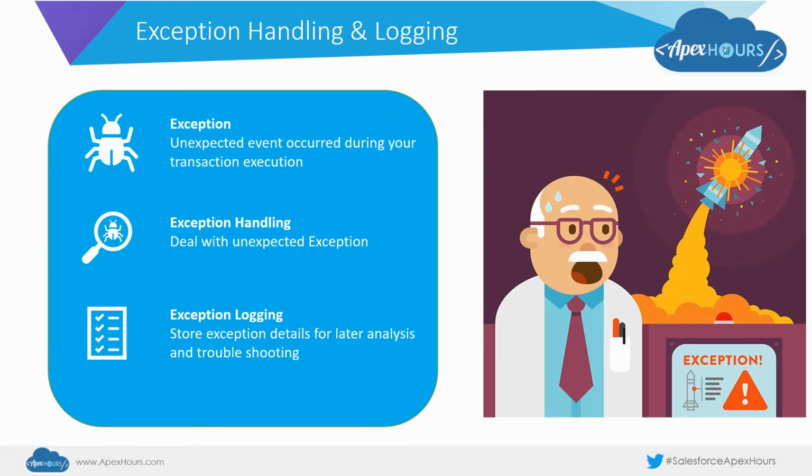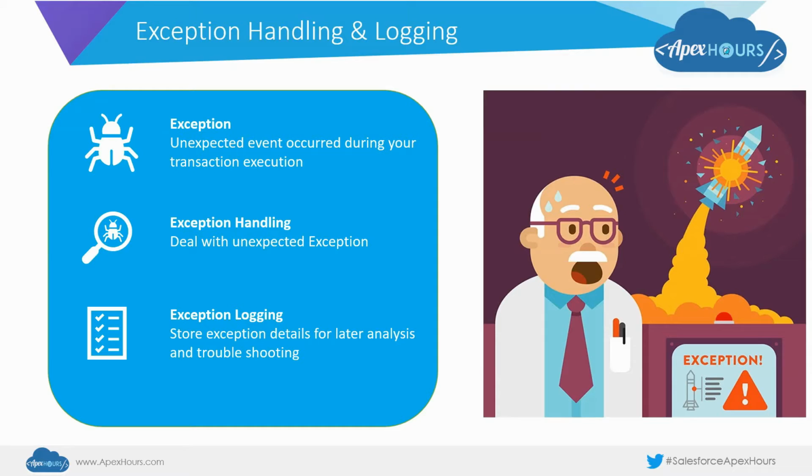What is an exception? It's an unexpected event that occurs during your transaction execution. It can happen because of multiple reasons. It can be a DML failure, a SOQL exception, a null pointer exception, or anything else. But why do you need to handle this? If you are not handling exceptions, your entire transaction is going to fail and users are going to see system error messages on the screen. That is definitely not a good user experience, right?